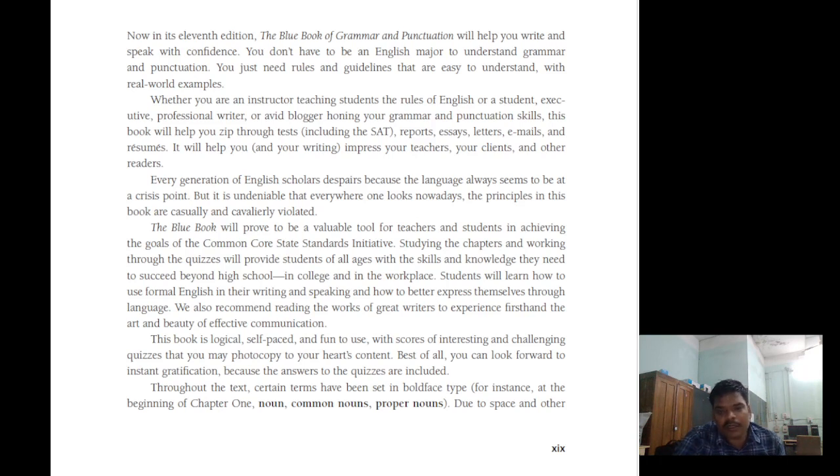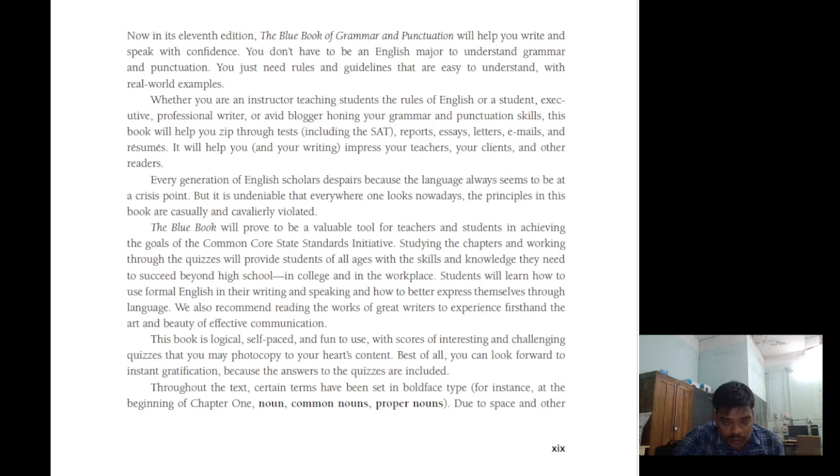Studying the chapters and working through the quizzes will provide students of all ages with the skills and knowledge they need to succeed beyond high school, in college, and in the workplace. Students will learn how to use formal English in their writing and speaking and how to better express themselves through language. We also recommend reading the work of a great writer to experience firsthand the art and beauty of effective communication.